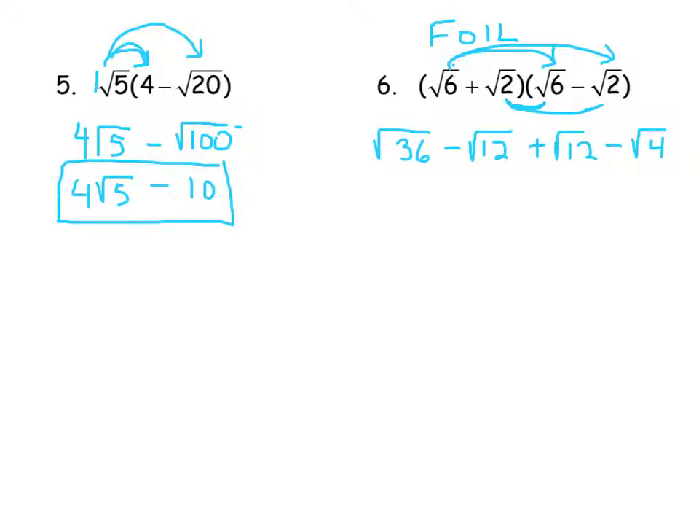Now I can simplify. First, I know that the square root of 36 is 6, and you can see if you have a negative radical 12 and a positive radical 12, they cancel, and then subtracting the square root of 4, which is 2. So this whole thing is the same thing as 4, and that would be my answer. All right, we have 4 more problems.